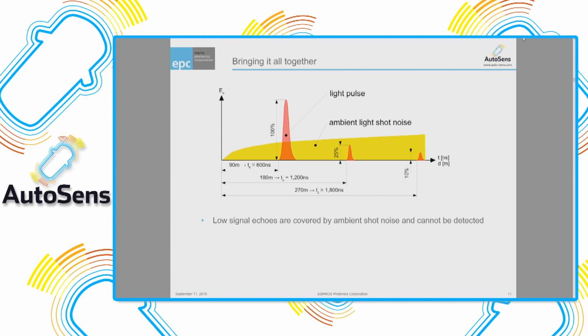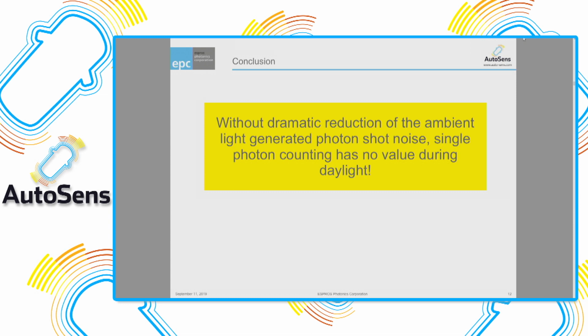Okay, and now overlapping the pulses at various distances with the ambient light generated shot noise. You see this pulse looks nicely out of the ambient light shot noise, but even this is already gone, and this is gone again. So the shot noise competes heavily with the reflected pulse. So, without a dramatic reduction of the shot noise, single photon counting has no value, or let's say just little value, at least during daytime.